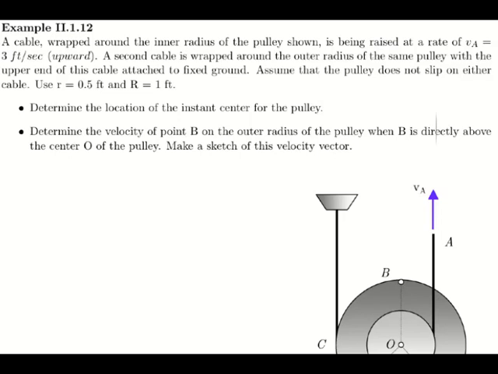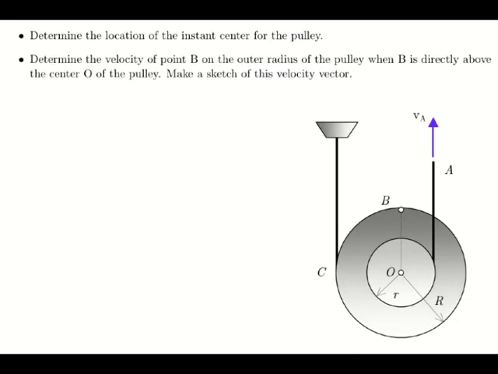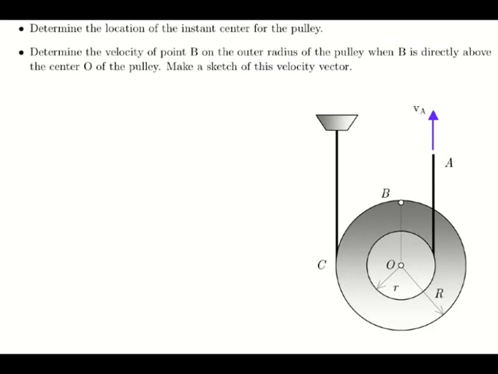In this example, we're looking at a pulley that's shown there in the figure. Let me scroll it down here. There are two cables. One cable which is attached to ground up here. It's wrapped around the outer radius of the pulley. It comes off or goes onto the pulley there at point C.